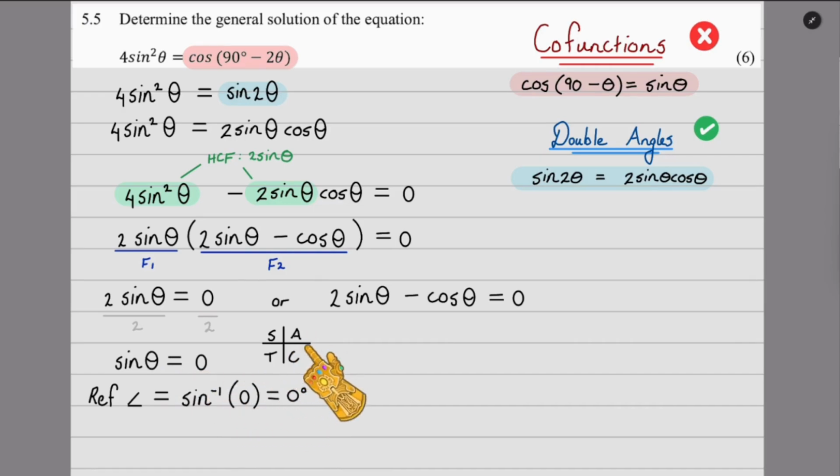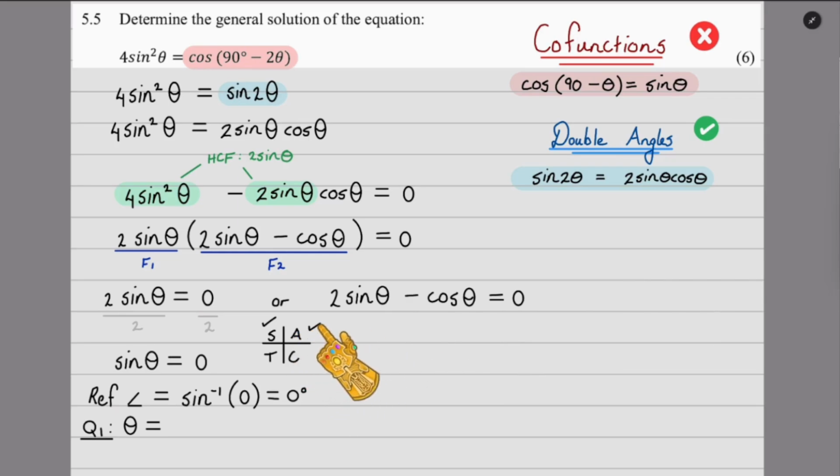So you can choose either both the positive quadrants for sine or both the negative quadrants. I find it easier to work with the positive quadrants, so I'm going to go ahead and select quadrant 1 and 2. And now I'm going to get my general solution for quadrant 1. For quadrant 1, this angle theta always goes on the left hand side of the equal sign. So I'm going to say theta equals.